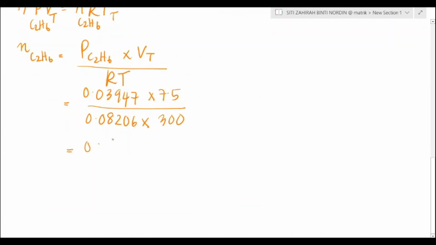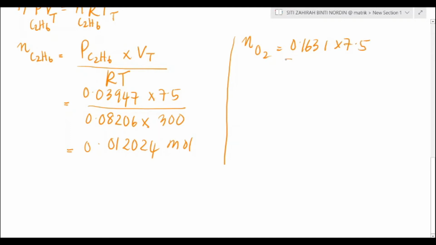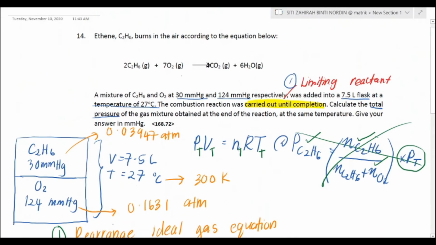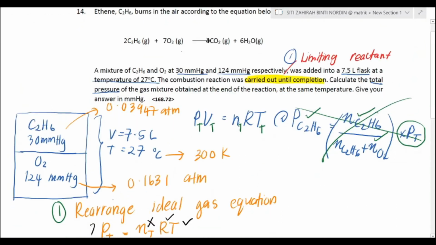So your mole will be 0.012024 mole. For the mole of oxygen, that would be 0.1631 times 7.5 divided by 0.08206 times 300. That will be 0.04964 mole. Okay, remember that we need to find the mole, which one is the limiting reactant.